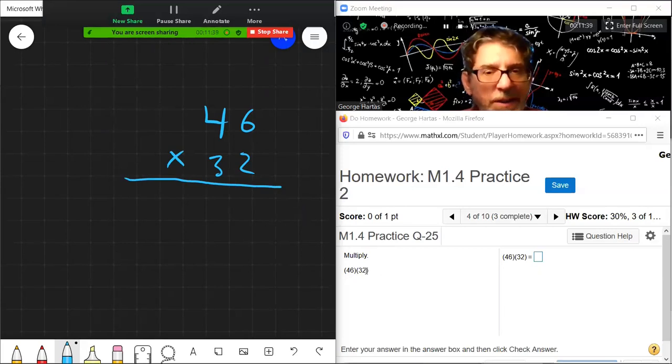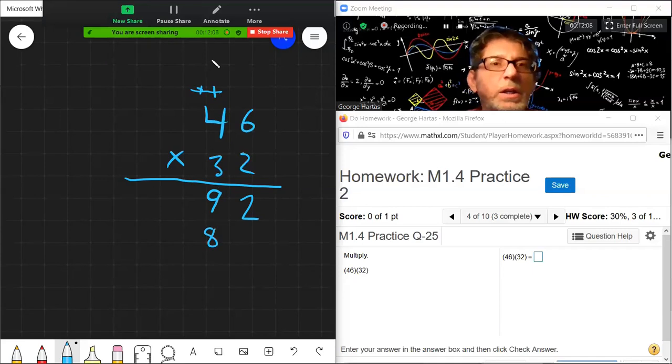So convert this side to side notation into this. And then you're going to multiply as before. 2 times 6, 12, right-hand digit, left-hand digit. 2 times 4 is 8, plus 1 is 9. Put it right here. Slash that out. 3 times 6 is 18. Right-hand digit. Left-hand digit. 4 times 3 is 12. 12 plus 1 is 13.